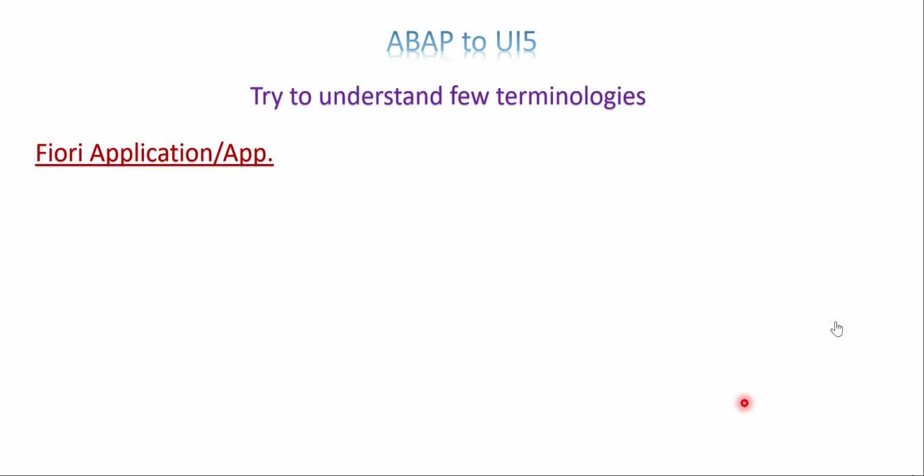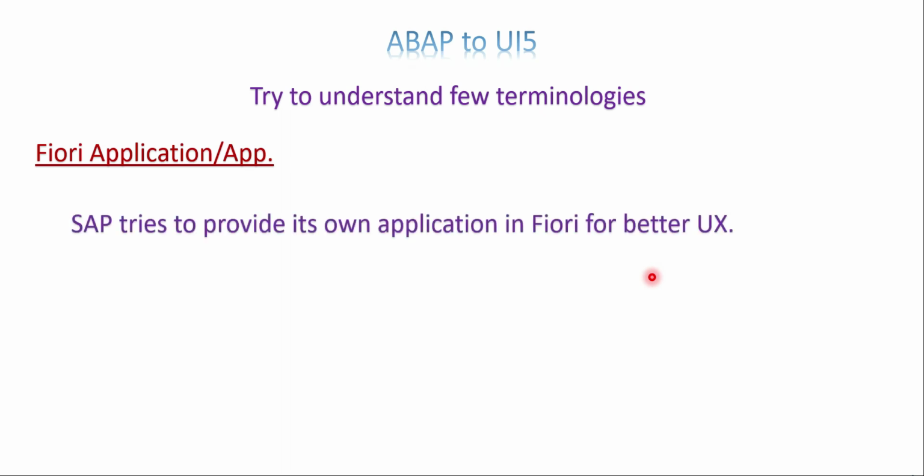And then try to understand a few terminologies, or simply say Fiori app, SAP Fiori application. What is that? Simple terminology, SAP standards. So what is ME21 and what is ME23? These are SAP standard transactions developed by SAP, the product company, and they just added them for their own customers, right? Same thing, Fiori application. SAP tries to provide its own applications at Fiori level for a better user experience.